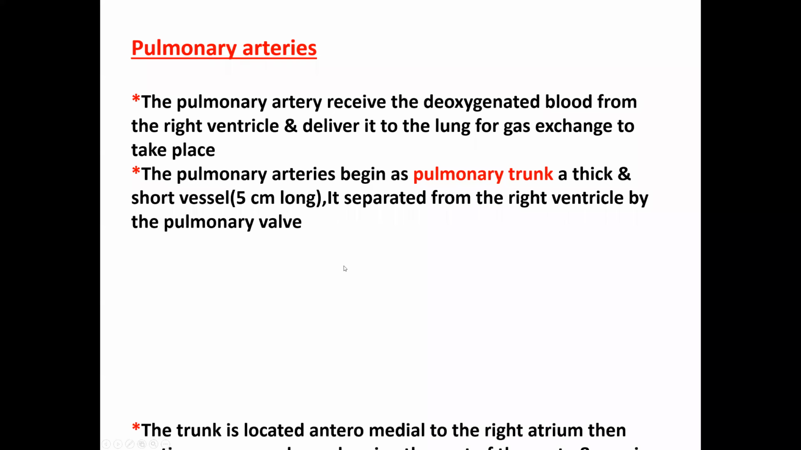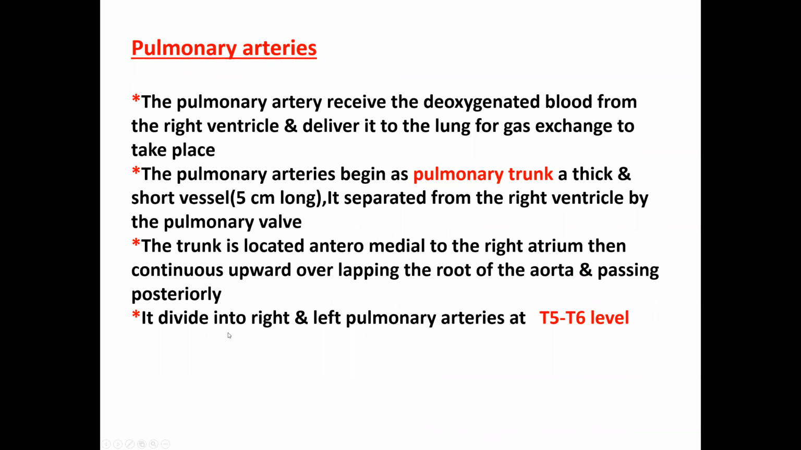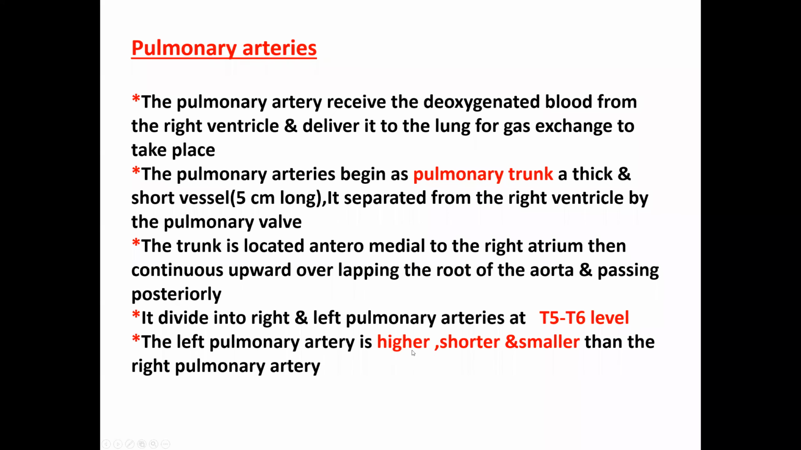The trunk is located anteromedial to the right atrium, then continues upward, overlapping the root of the aorta and passing posteriorly. It divides into right and left pulmonary arteries at the T5, T6 level. The left pulmonary artery is higher, shorter, and smaller than the right pulmonary artery.